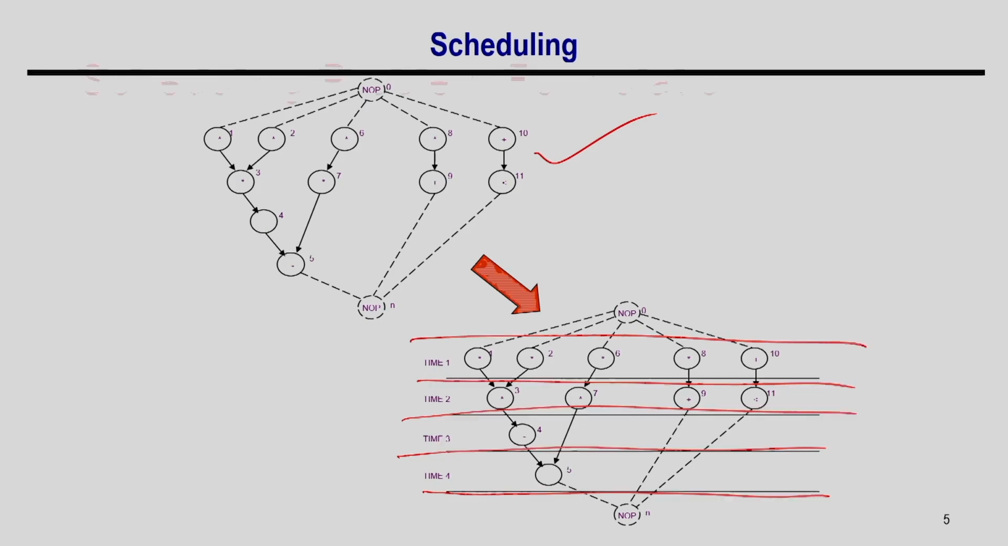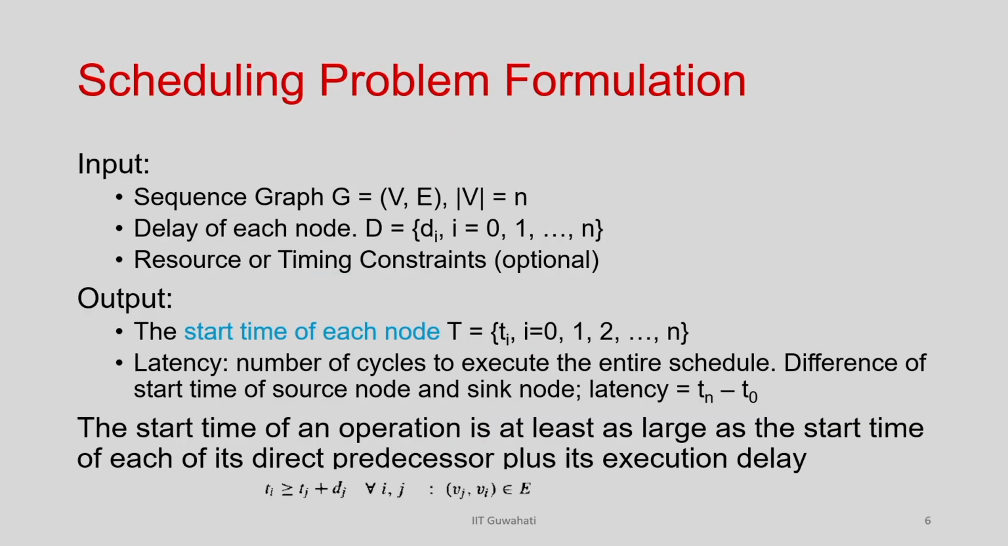Okay. So, if I just recap how we formally defined the scheduling problem: you are given the sequence graph, that means the operations and their dependencies within a basic block, and also we have discussed that each operation is not always single cycle, right.